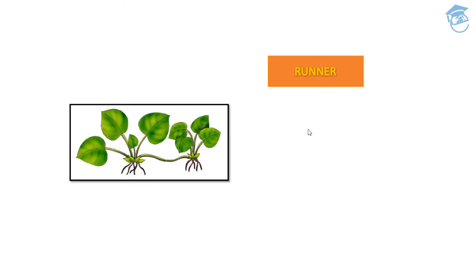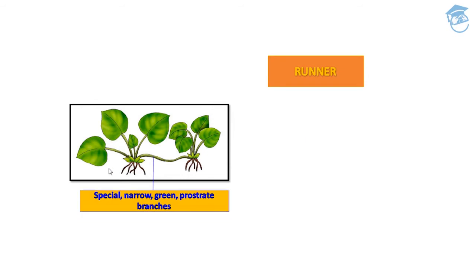Then comes runner, a special narrow green prostrate branch. This is runner that runs around the ground. It is very narrow, it is green in color, it has prostrate branches, and it is special.